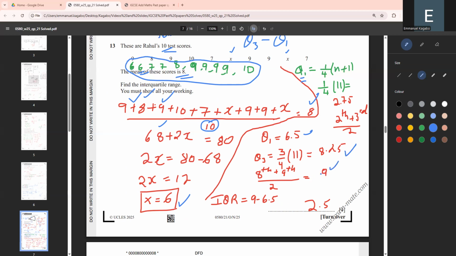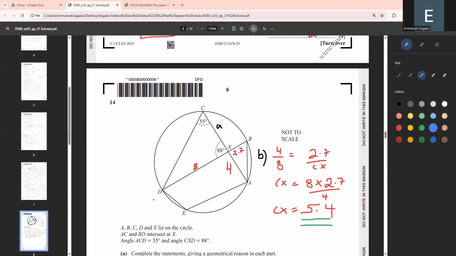My interquartile range is the upper quartile minus the lower quartile. So 9 minus my lower quartile gives me the interquartile range as that. I hope you understand. Very good.